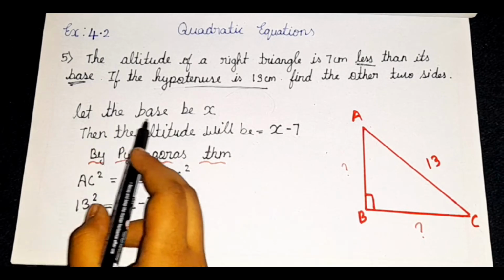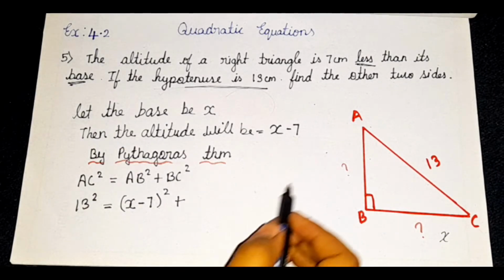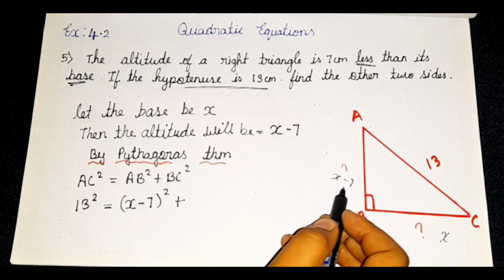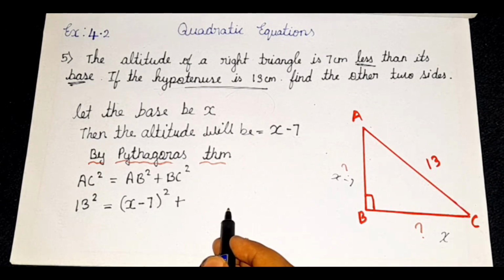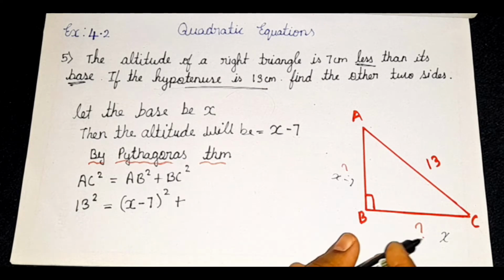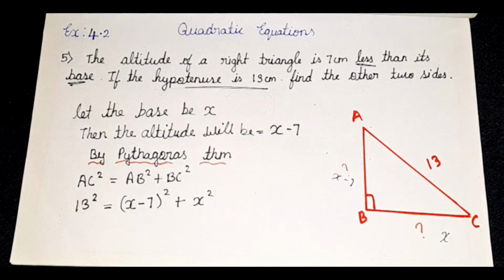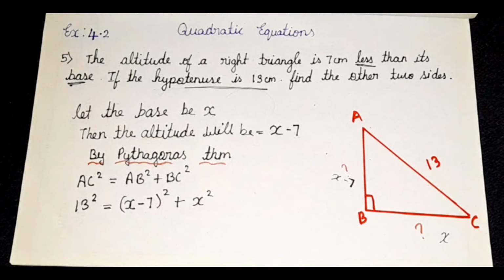Because here we took the base as x, and AB is x minus 7. After solving it, we will get the actual values. Now BC square is the base, the base we took as x, and then square, of course it is really important. Now let us simplify them. I hope you guys understood that.